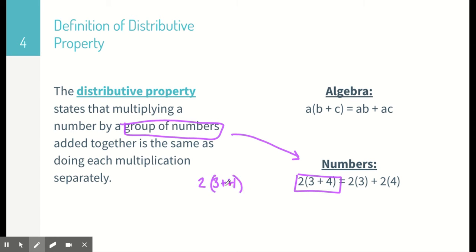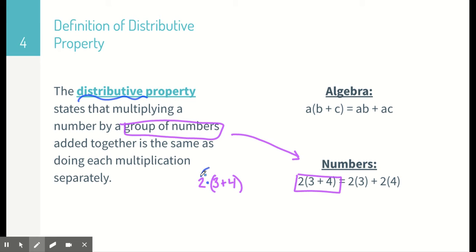Okay. So in other words, we have talked about this before as well, that there is a tiny little multiplication sign in between the 2 and this group of numbers. So this is saying 2 times this group of numbers. So what we want to do is distribute the 2 to the 3 and to the 4. The word distributive has the root word distribute, which means to hand out or to give out. So that's what we're going to do with the number 2.